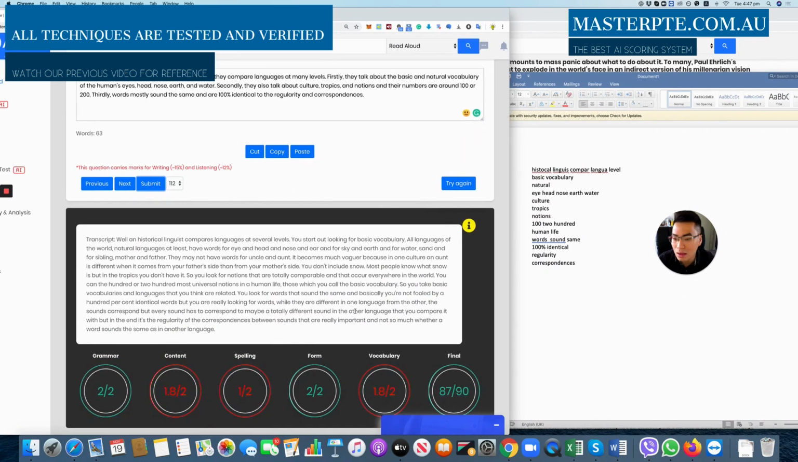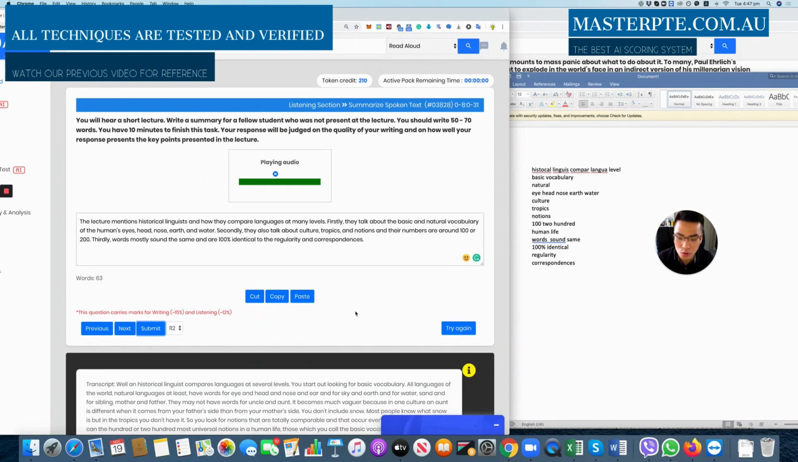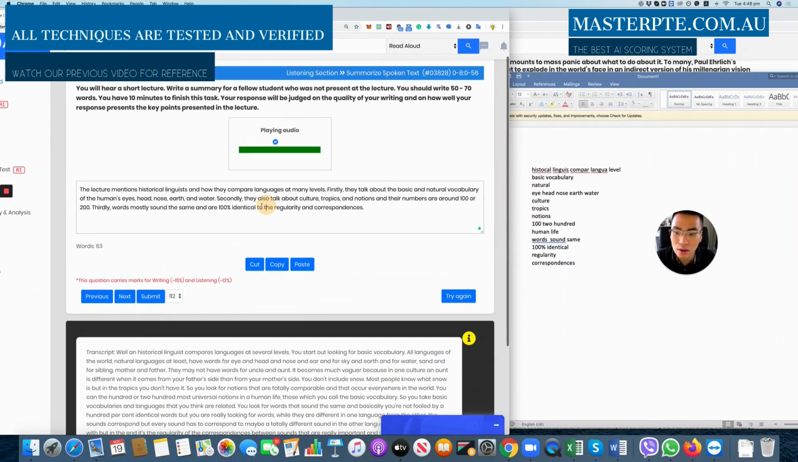And this is exactly how you should do summarize spoken text. Don't use a template. All you need to do is use my phrases. The lecture mentioned, and list out all the potential keywords that you can hear. Firstly, they talk about, and list out all the potential keywords you can hear. Make sure the grammar is correct and the spelling is spotless. If you lose points for spelling and grammar, you won't get the score that you want.